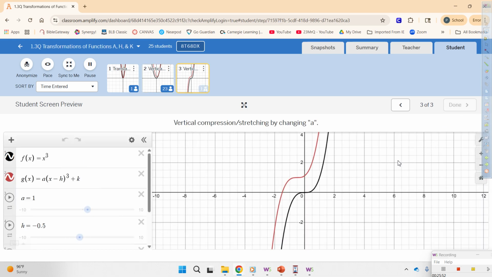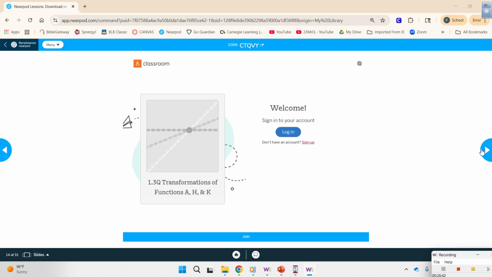I want you to look at the cubic through that same lens. And again, move A, H, and K. Play with it for a little bit so you guys can see what happens to the graph. Go. All right, thank you very much. Good deal. Move on.